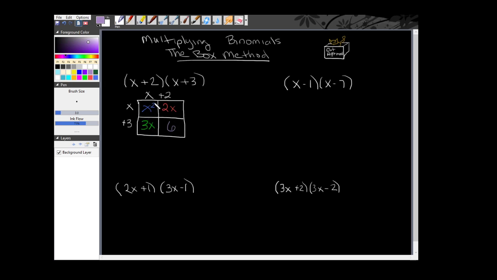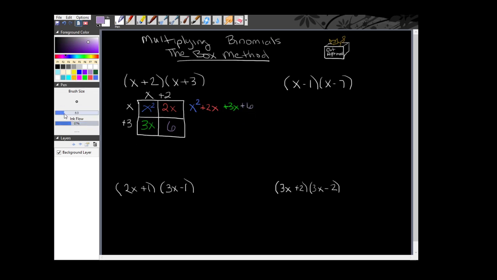Once you've found the area of all of the smaller boxes, the way in which we find the area of this really large box is we actually take each of those smaller areas and we add them together. So I'm going to add x squared plus my 2x plus my 3x plus 6.